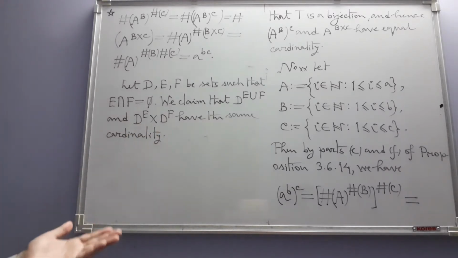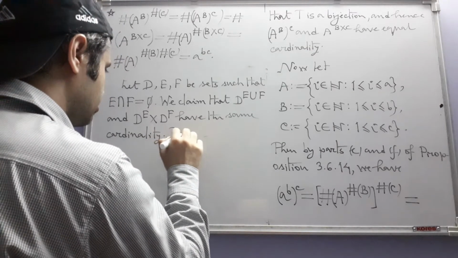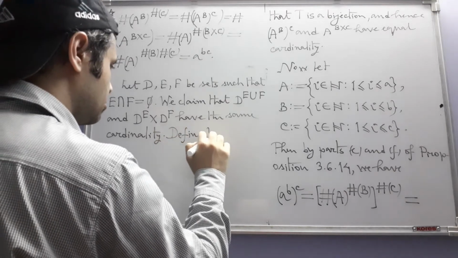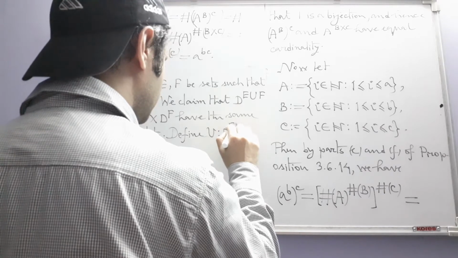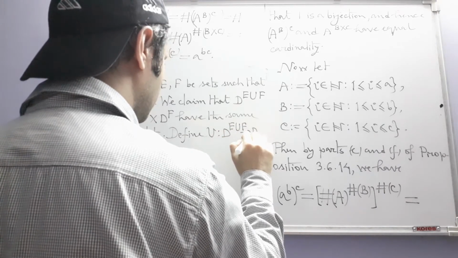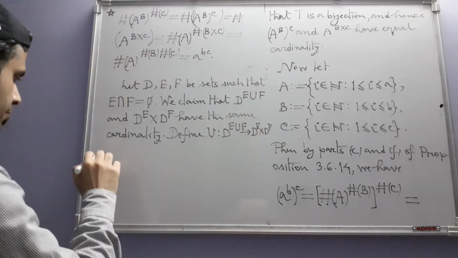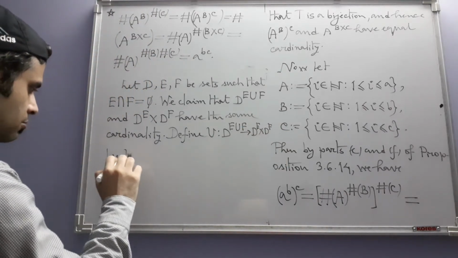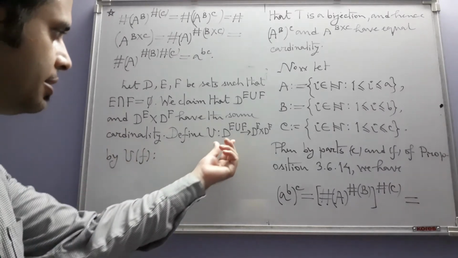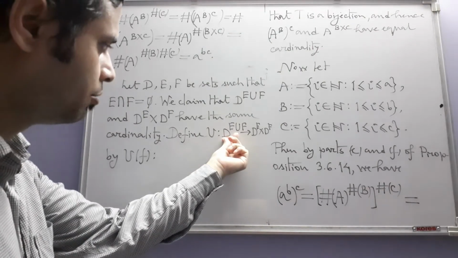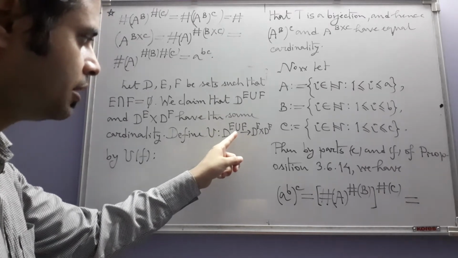So we will have to produce a bijection. So we are directly going to define it. Define u to be a function from D to the power E union F to this by u of f. What is f? f is an element that is coming from the domain, which itself is a function from E union f into D.